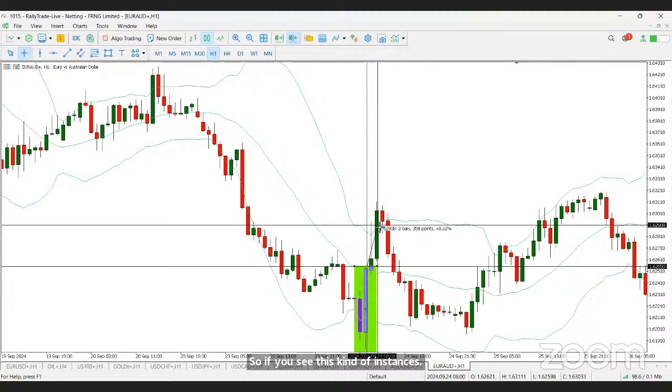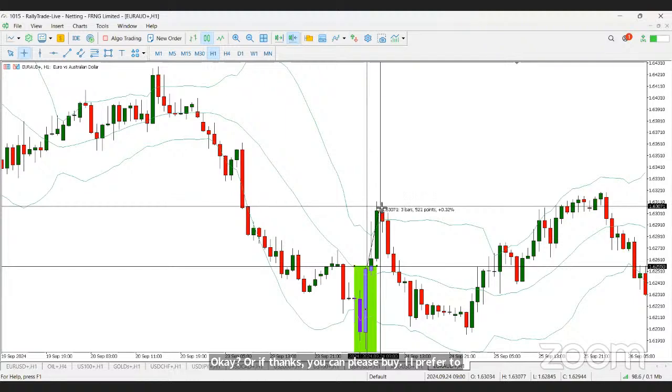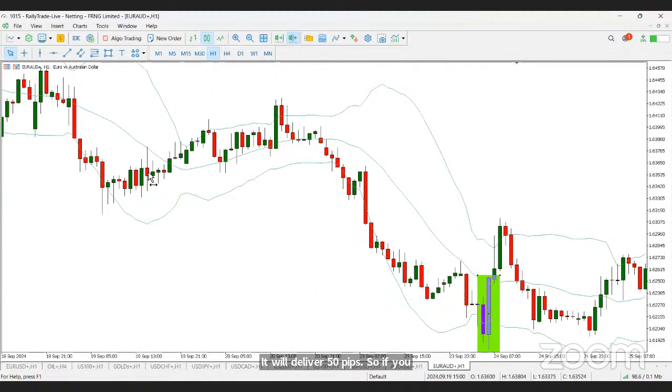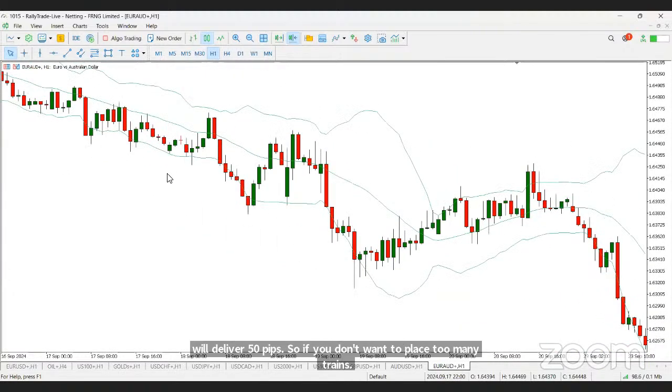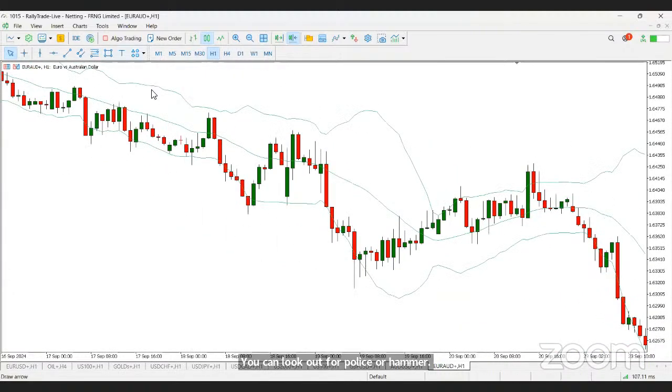I prefer to use bullish engulfing really. If I see bullish engulfing around it, I buy. And this one delivered 50 pips. So if you don't want to place too many trades, you can look out for bullish engulfing or hammer. When you see this kind of hammer on your chart, you can actually buy. This is another example of a buy signal.